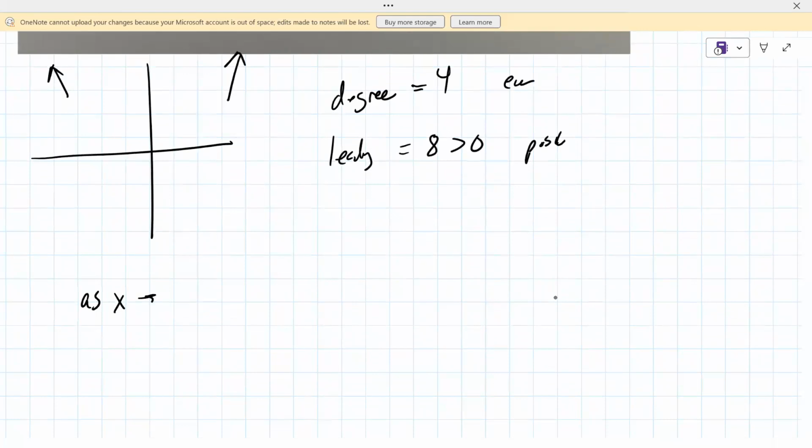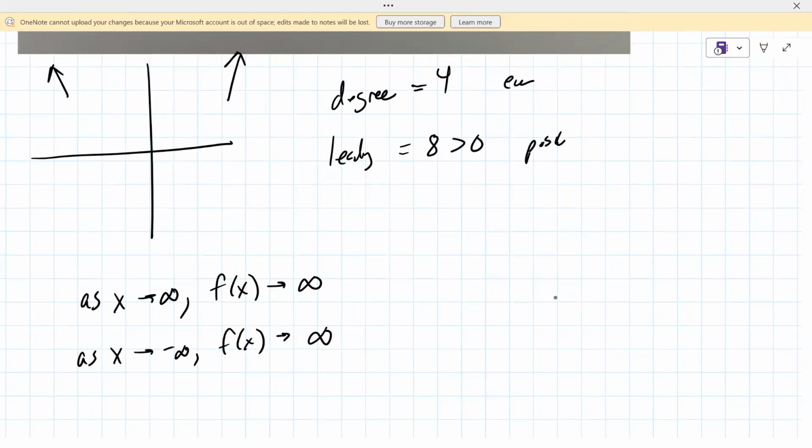So as x goes to infinity, that's to the right forever, f of x also goes to infinity. As x goes to negative infinity, f of x goes to infinity. Okay. Got that. All right, so let's take care of page 1.